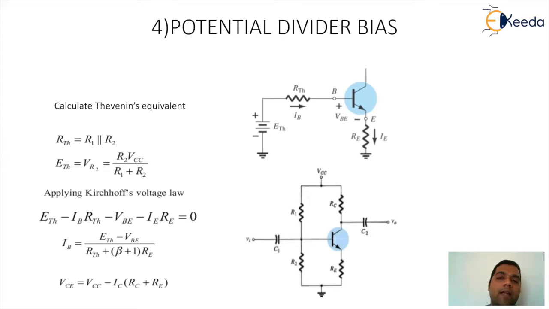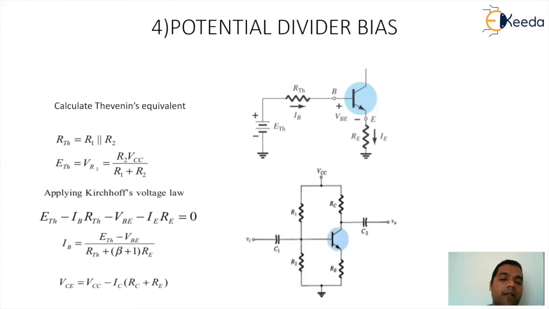Now when I apply KVL to the input loop, I will get ETH minus IB into RTH minus VBE minus IE RE equal to 0. I replace IE as (1 plus beta) times IB. You will get the IB value as (ETH minus VBE) divided by (RTH plus (1 plus beta) times RE). The value of VCE will become VCC minus IC into (RC plus RE). So this is how you get the relation for current IB.